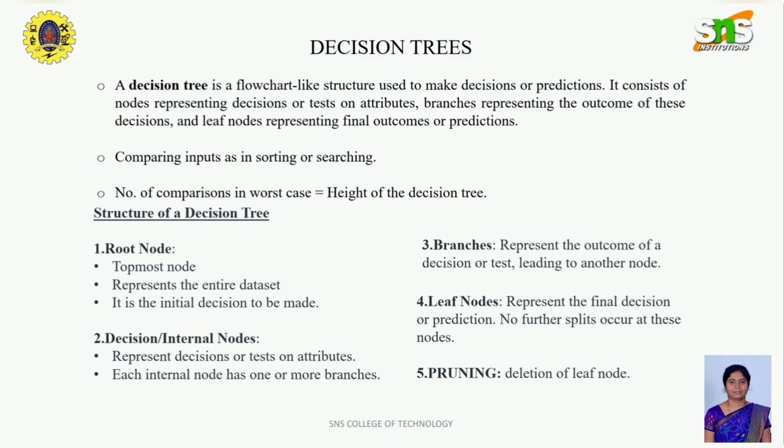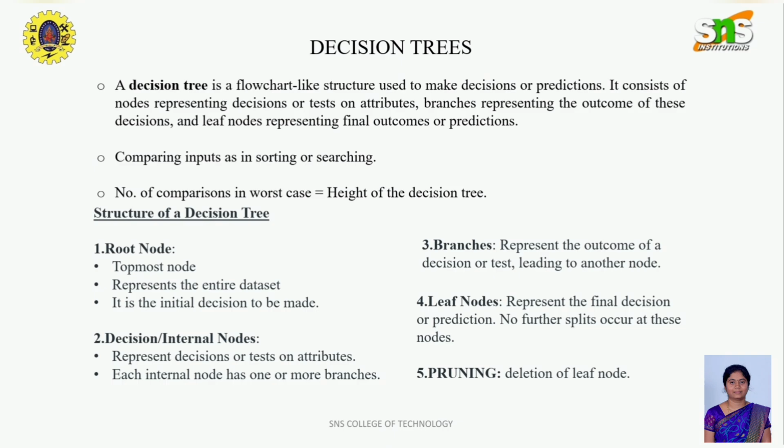The root node is the topmost node, which has the entire data set for this decision tree, and it is the initial node where we make the initial decision. And then we have the decision or internal nodes. They represent the decisions or the tests. That is, for example, if you are required to make a decision, we initialize it with the internal nodes.